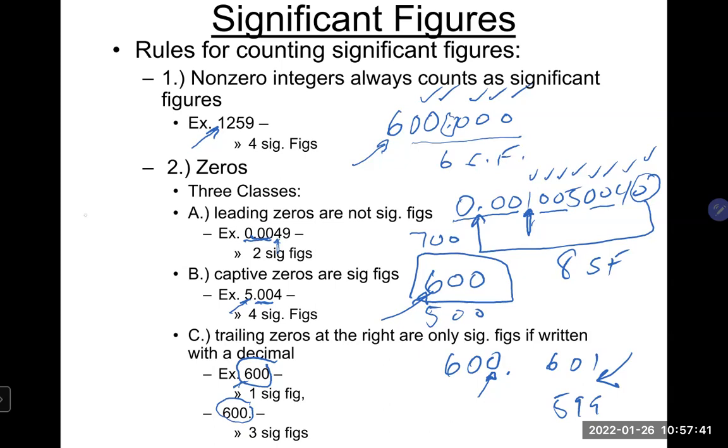So as we talked about last time, when you write a number in scientific notation, all of the numbers that come before the times 10 part are always significant. So sometimes the only way to hit the right number of significant figures is to actually write the number in scientific notation, because you can control how many significant figures you write.